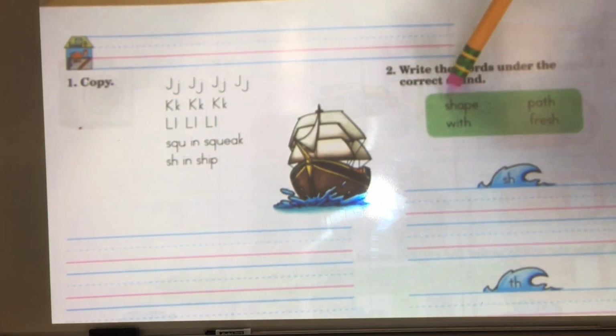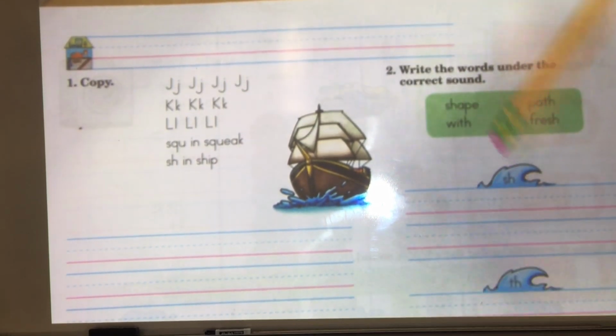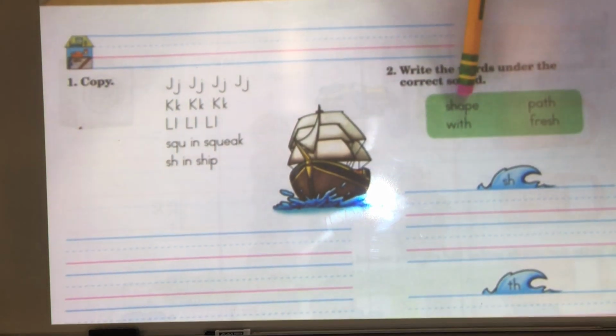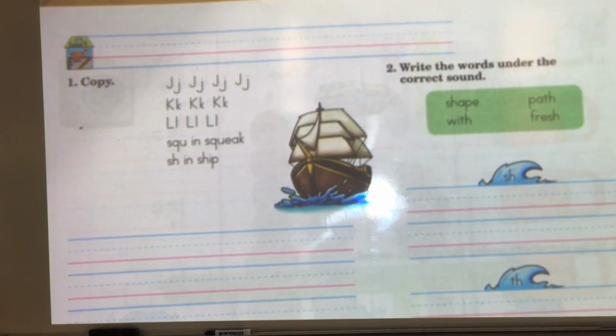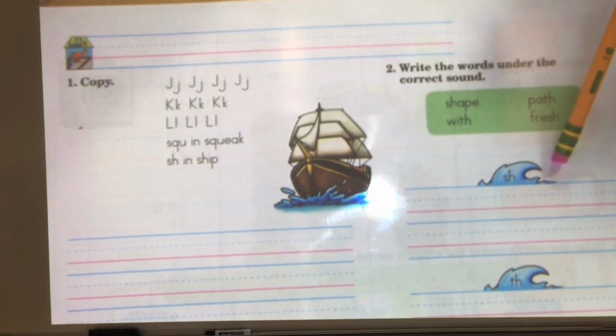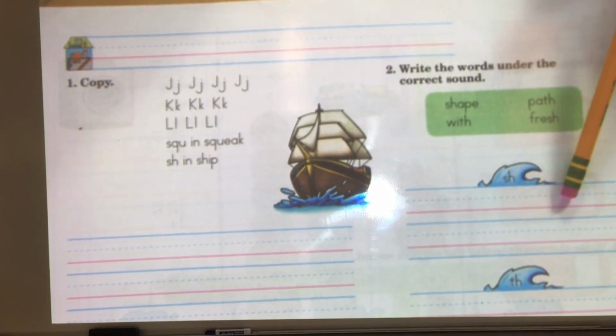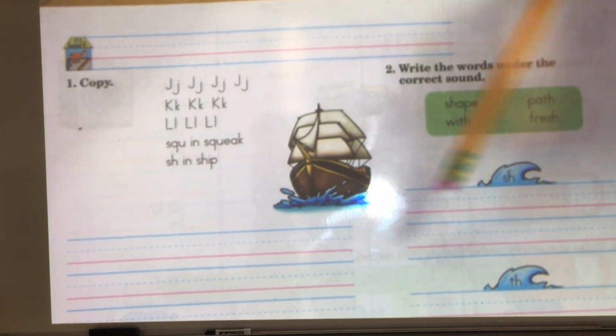You'll write the word on each line to find out which word goes under its leader. For example, let's take a look at shape. Shape. The shape has a sh in ship or in thick. Shape goes under this leader. So you write the word shape here.